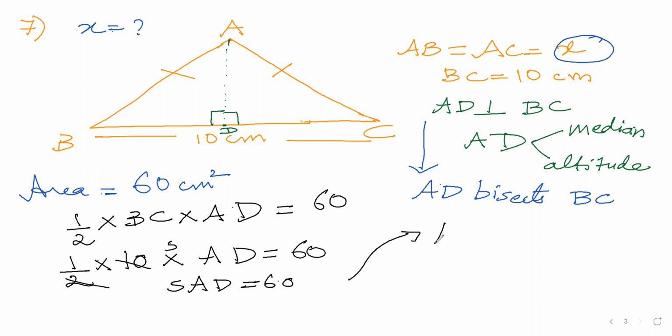So AD will be 60 upon 5, which is 12 centimeters. Okay. Now also, I told you that AD bisects BC, isn't it? That means, if BC is 10, D is the midpoint, because AD acts like a median also. This D becomes the midpoint. So BD is equal to DC and it's half of 10 each, which is 5, isn't it?